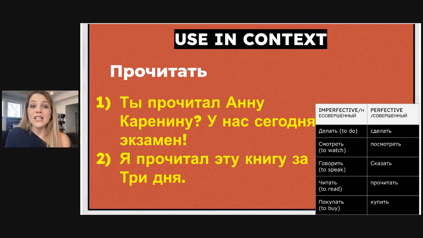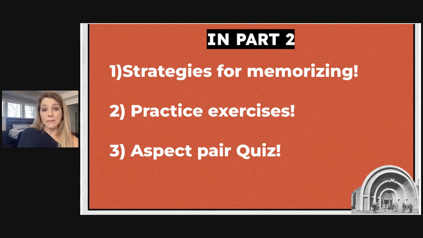And then look at this one. Я прочитала эту книгу за 3 дня. What is he emphasizing here? He is emphasizing that he finished reading it in just 3 days. In just 3 days. So that's where we would use the за plus a period of time is with perfective verbs.